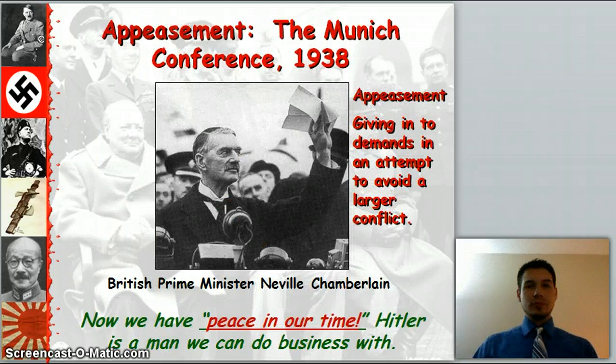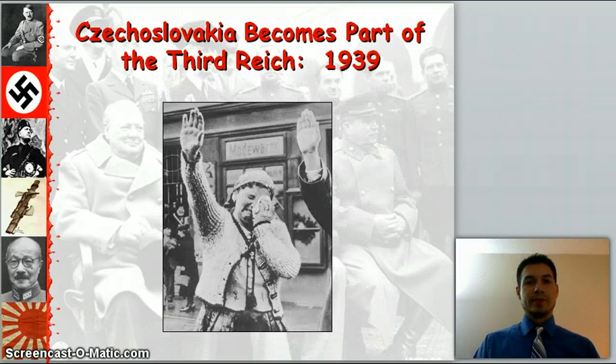However, the Prime Minister at the time of Britain, Neville Chamberlain, says we have peace in our time. He appeases Hitler during the Munich Conference. He gives in to his demands in order to avoid a larger conflict. And when he does this, he gives Hitler, again, the Sudetenland. Says you can hold on to it as long as you don't go and invade anything else. Well, sure enough, he invades the rest of Czechoslovakia. And in 1939, it becomes part of the Third Reich. Again, part of Hitler's empire.